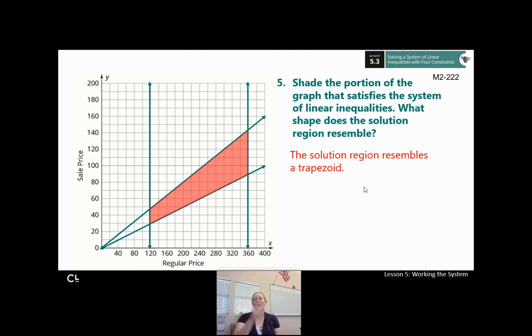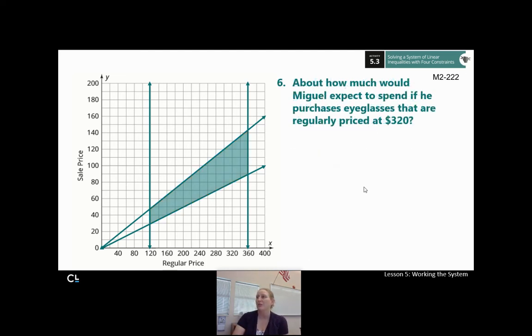So let's use our lovely little shaded chunk here to answer some more questions. So about how much would Miguel expect to spend if he purchases eyeglasses that are regularly priced at $320? Go ahead and hit pause, use the graph to help you out, and then hit play when you're ready to check your work.